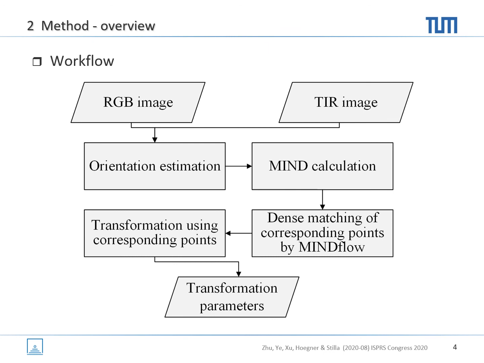Here we propose a method for matching the RGB images and the thermal infrared images. Here is the workflow. First, the orientation and the scale are estimated based on the result of phase congruency. Then, the modality-independent neighborhood descriptor is used to calculate the features for each pixel in the RGB image and the thermal infrared image. Based on the result, the dense matching of corresponding points is conducted by MINDflow. Finally, the transformation using corresponding points is conducted, and the parameters are calculated. Then we come to the details of each step.